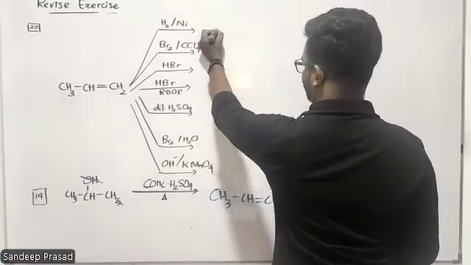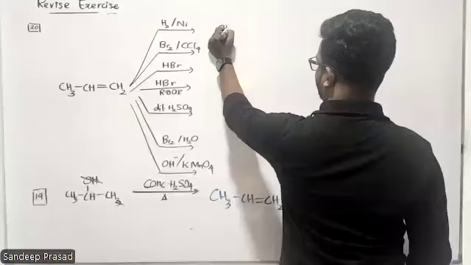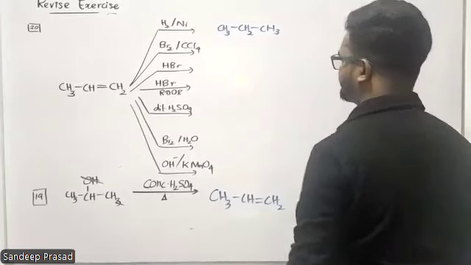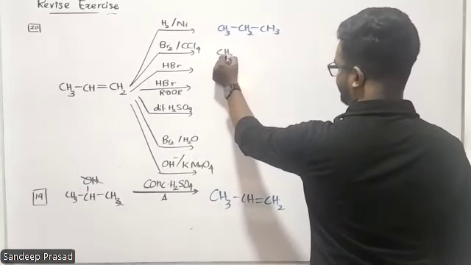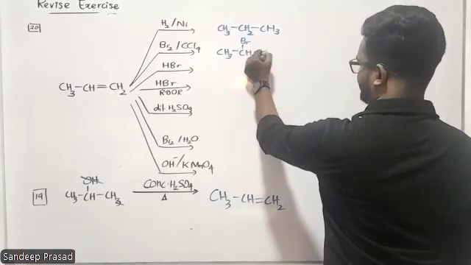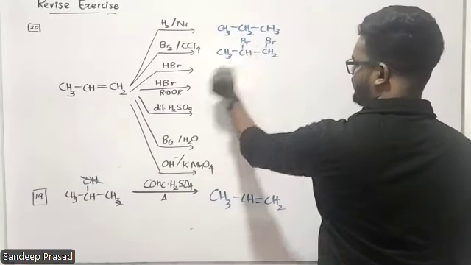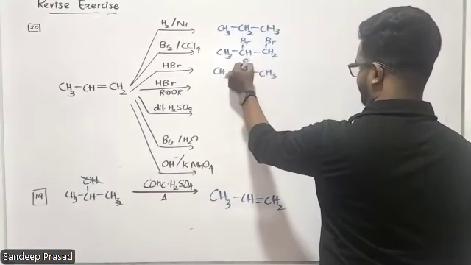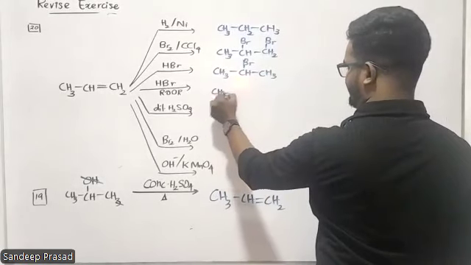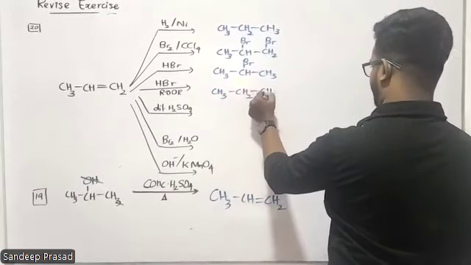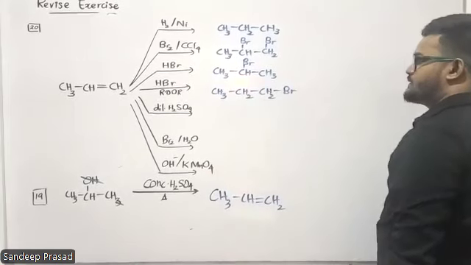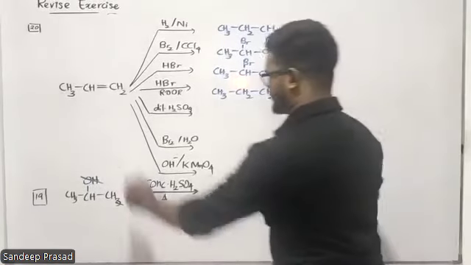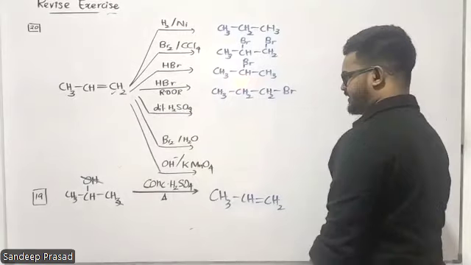When we add hydrogen and nickel, CH3CH2CH3, propane, is produced. The double bond breaks and two hydrogens connect there. With Br2, bromine atoms add, giving CH2Br. So HBr is added, therefore CH3CHBrCH3. With HBr in the peroxide medium, we get CH3CH2CH2Br. So it is not following the Markovnikov rule. I told you that hydrogen should always be added to the carbon atom rich with hydrogen, but in the peroxide medium, it won't happen.